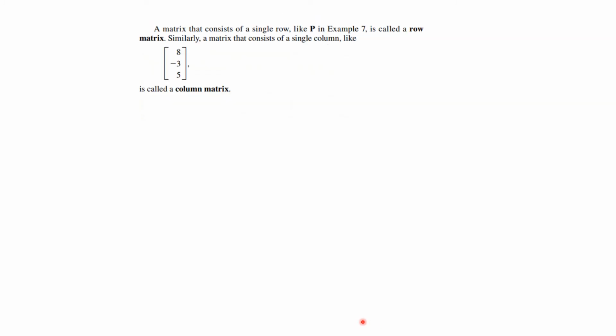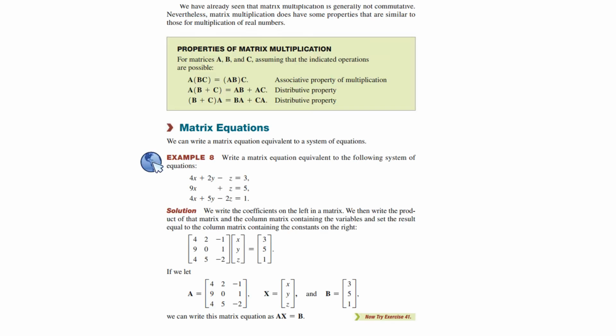And we can talk about a matrix that consists of a single row. This is often called a row matrix, and the one that we just talked about, the 5, 6, is a row matrix. This also is a single column. This is called a column matrix. And the properties of matrix multiplication we know about.